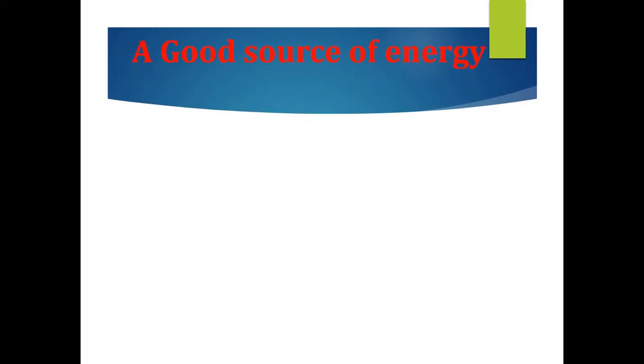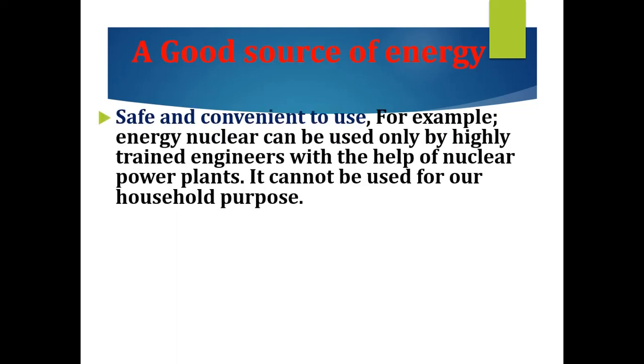Now let's see how a good source of energy will be. A good source of energy will be safe and convenient to use, so we can use it according to our convenience. For example, if you want to use nuclear energy, how can we use it? We cannot use it for our household purposes. Why? Because nuclear energy can be used only by highly trained engineers, with the help of a nuclear power plant. Such energy we cannot use according to our convenience, and it is not safe also. So a good source of energy should be safe and convenient to use.